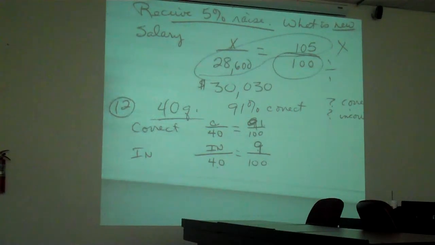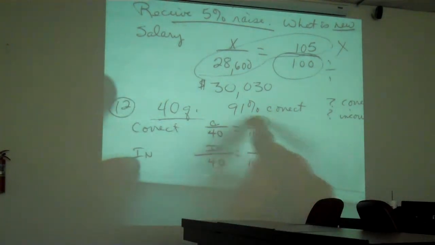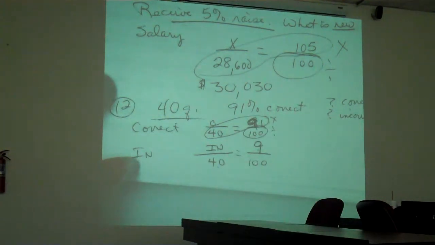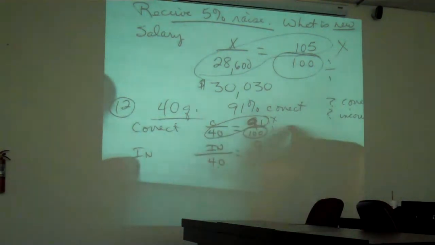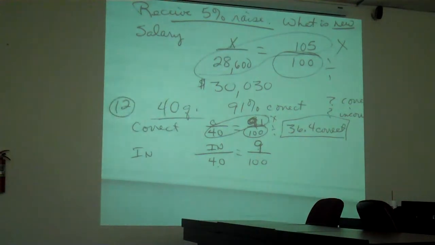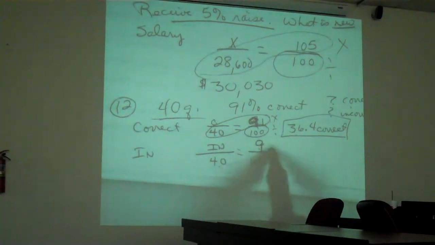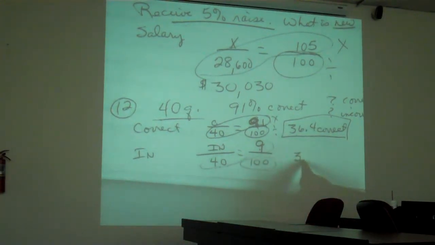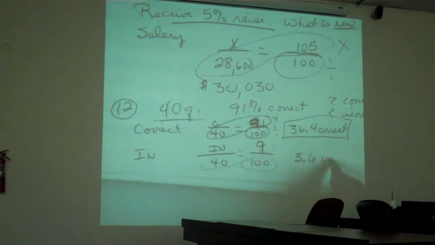So what'd you get for 91 times 40 divided by 100? She got 36.4 right. That's why I told you there was some partial credit. And you could either subtract that from 40 or do this. Multiply that, divide by 100, and you get 3.6, right? She got 3.6 incorrect.